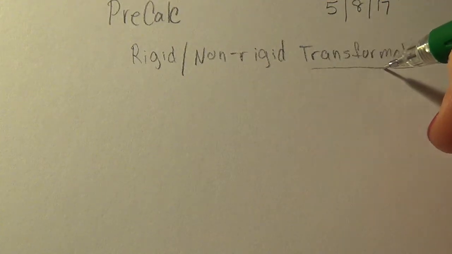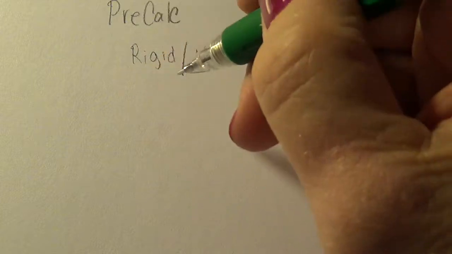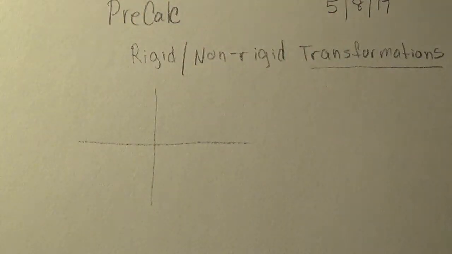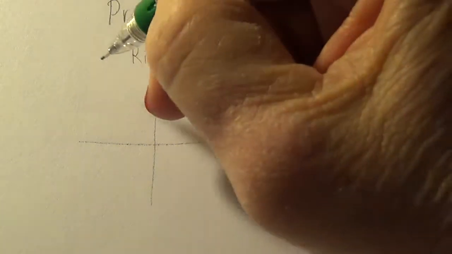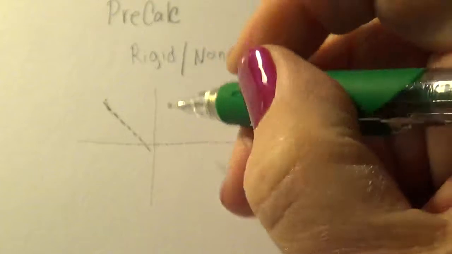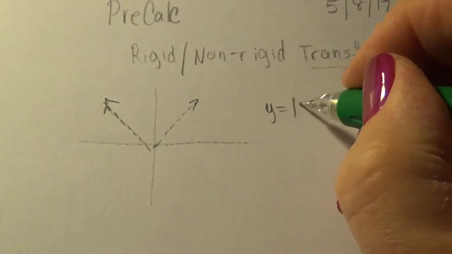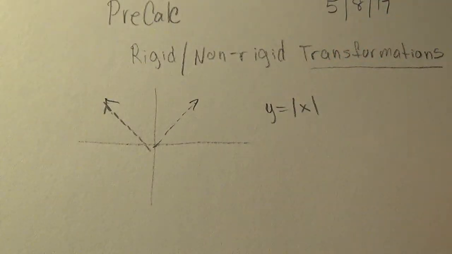Transformations are when we take our 8 parent functions and move them all around. We love to do that. So let's say, for example, we have a parent function. Do you recognize this one? I'm dotting it in because it's not the real answer. It's going to help us to get to it. It's y equals absolute value of x.